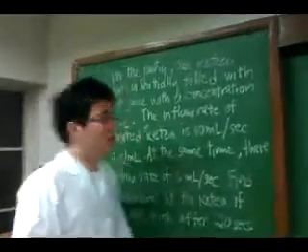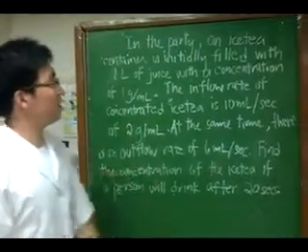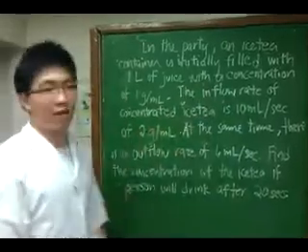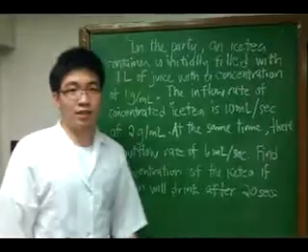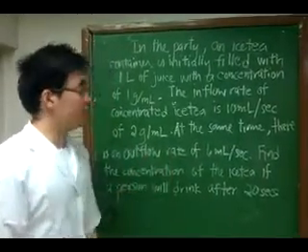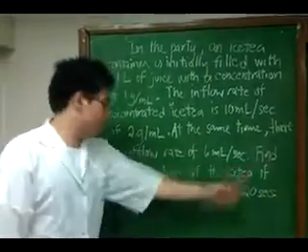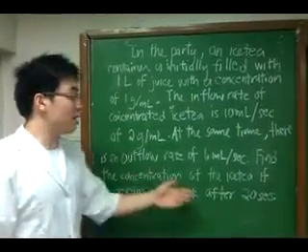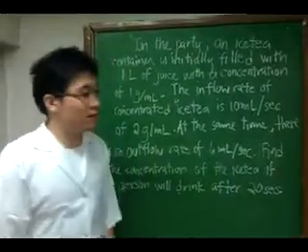Okay, we have a problem here. In the party, an iced tea container is initially filled with 1 liter of juice with a concentration of 1 gram per ml. And the inflow rate of concentrated iced tea is 10 ml per second of 2 grams per ml concentration. At the same time, there is an outflow rate of 6 ml per second. We aim to find the concentration of the iced tea if the person will drink after 20 seconds.